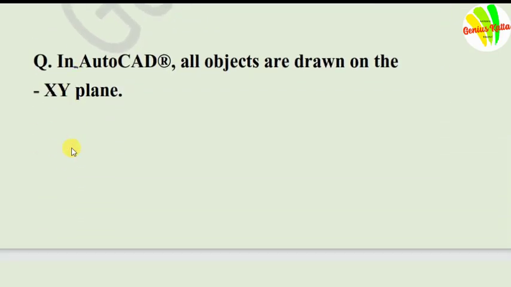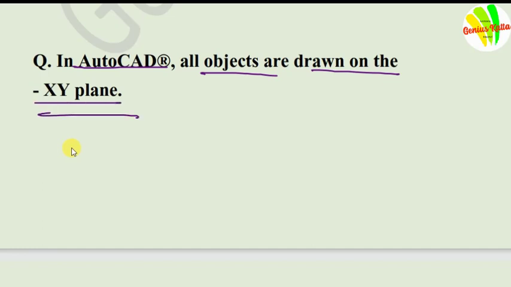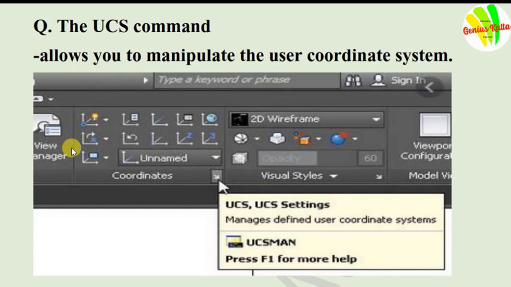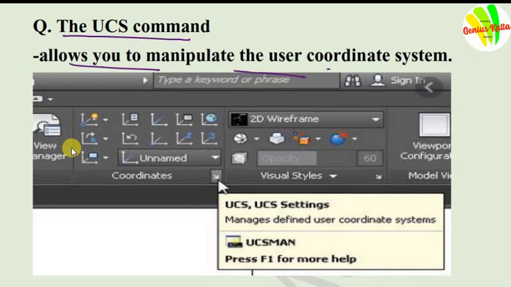Next question: in AutoCAD, all objects are drawn on the XY plane. Next question: the UCS command allows you to manipulate the user coordinate system.